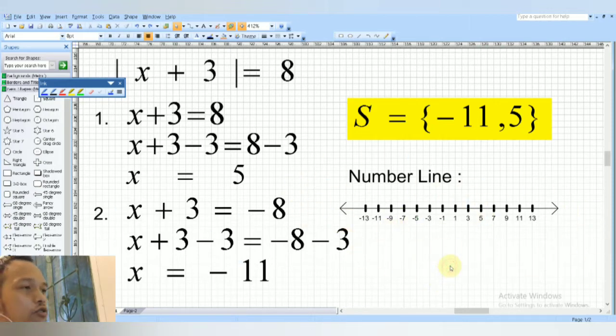Now how to show the -11 and 5 as your solution? Just put the closed circle. Closed circle means a circle that you fill with a color. You can fill it with dark colors, I prefer that. So write on the -11 tick mark and write on the 5 tick mark. So this is your method of how to show the solution set on the number line.